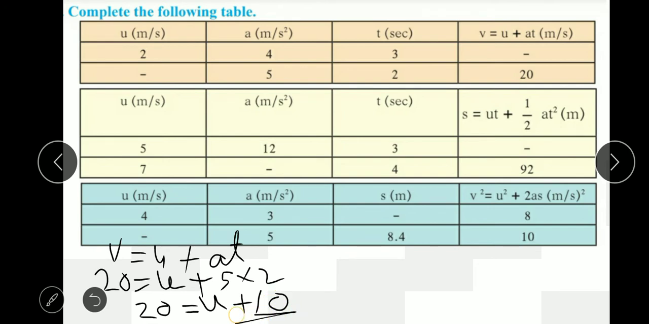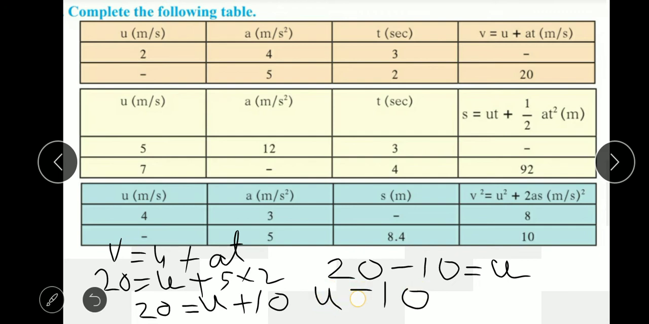I'll just change the side of 10. Here 10 is addition, and when I change the side, it will become subtraction. So 20 minus 10 is equal to u, students. When you subtract 20 minus 10, you get 10. So here u is equal to 10.